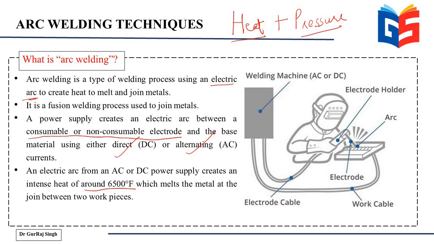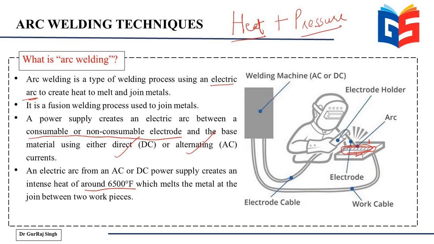So this is how the welding takes place, and you can pay attention to this small image here. You see the welder holding the electrode in his hand, and then there are the work pieces. This is one, this is two. Both of these are being joined, and this is the weld, or the weldment, that has been formed. Then you have this working cable which is connected to the welding machine.